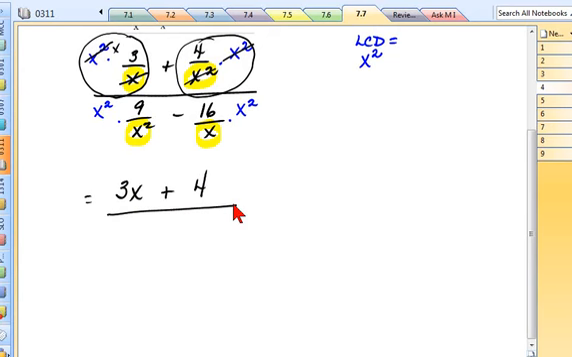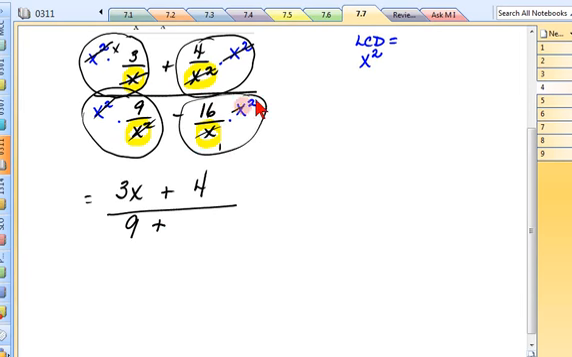I think it does. All right, first term of the bottom, the x squareds divide out. That leaves me with 9 plus. In the last term, x goes in there an x times. So that leaves me with, need to change that sign, minus 16x.